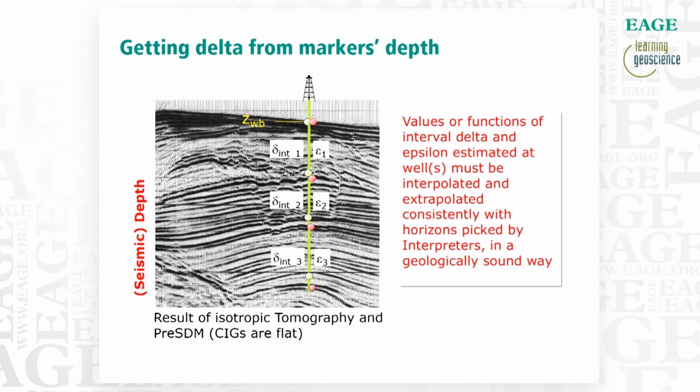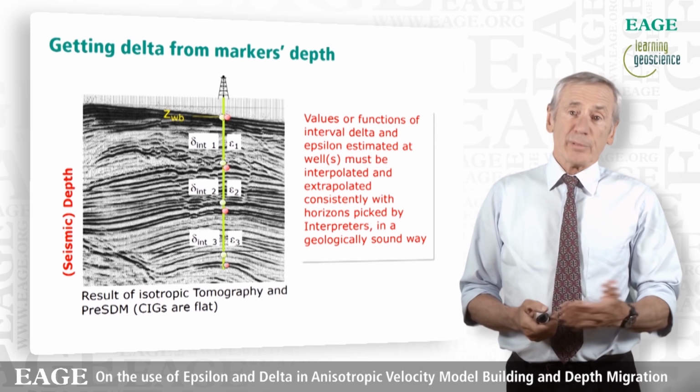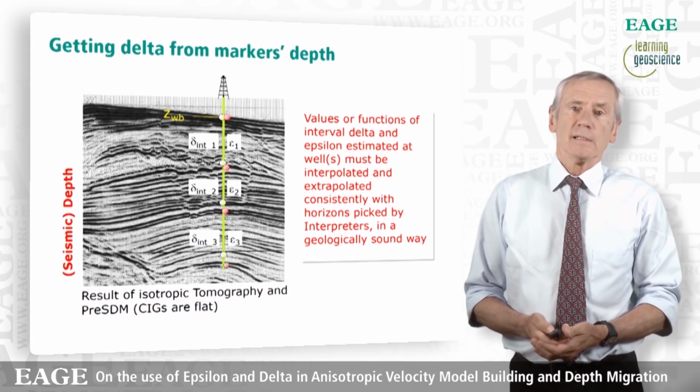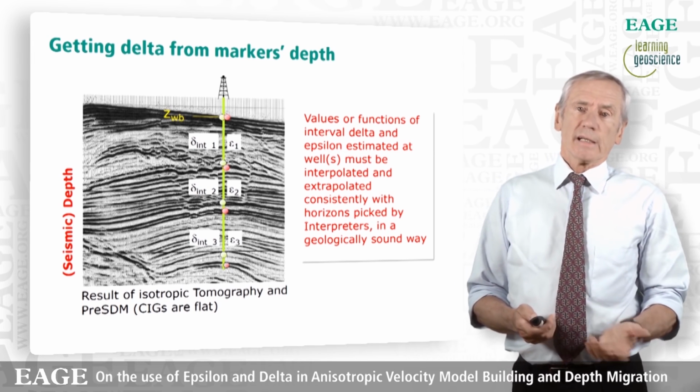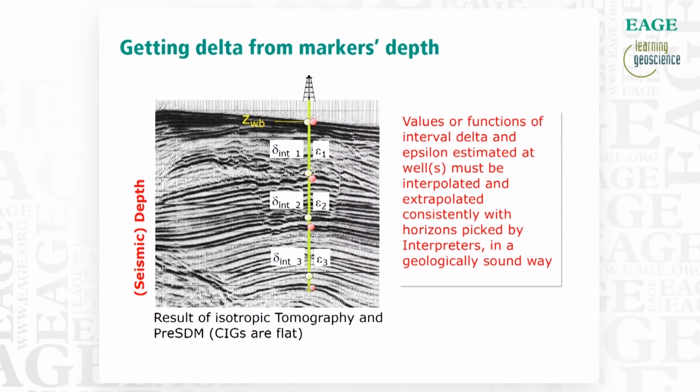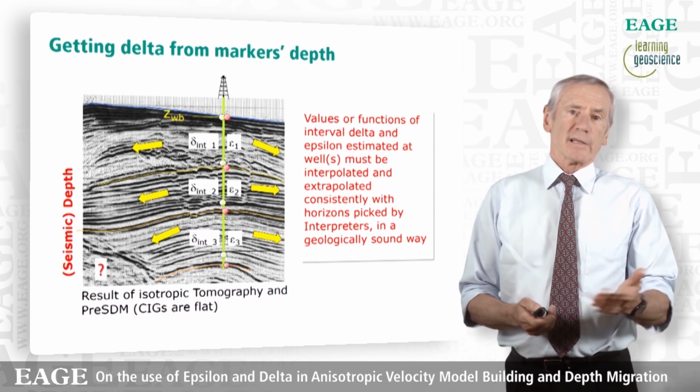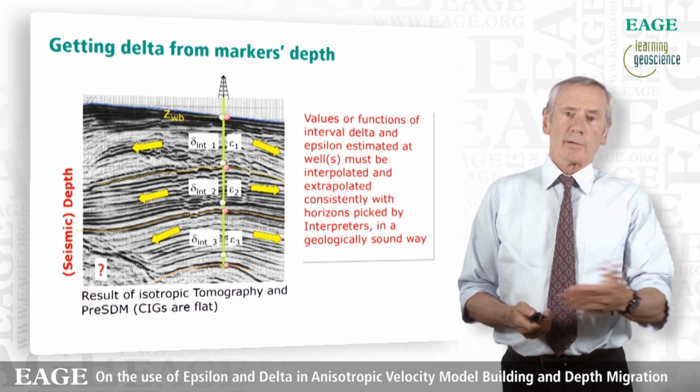Okay, so of course the values and functions of interval delta and epsilon that we have estimated have been estimated at the wells. So we have to do some kind of clever geological interpretations to extend it from the well in a horizon consistent fashion. And of course we might have issues like, what do we do in this area which is different?